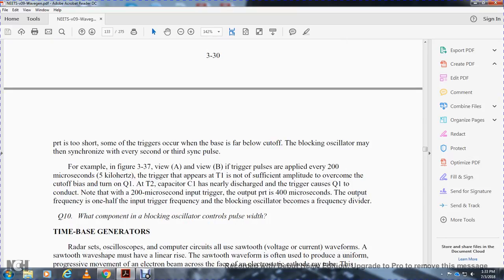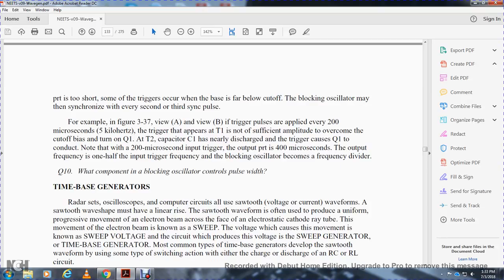For example, in figure 337 view A and view B, the trigger pulse is applied every 200 microseconds, or 5 kHz. The trigger appears at time 1 interval. It is not sufficient to amplify and overcome the cutoff bias of the turn on transistor 1. At T2, the capacitor is now discharged, and the trigger causes transistor 1 to conduct. Note that the input trigger is 200 microseconds, while the output phase repetition time is 400 microseconds. The output frequency is 1/2 of the input trigger frequency, and the blocking oscillator becomes a frequency divider.